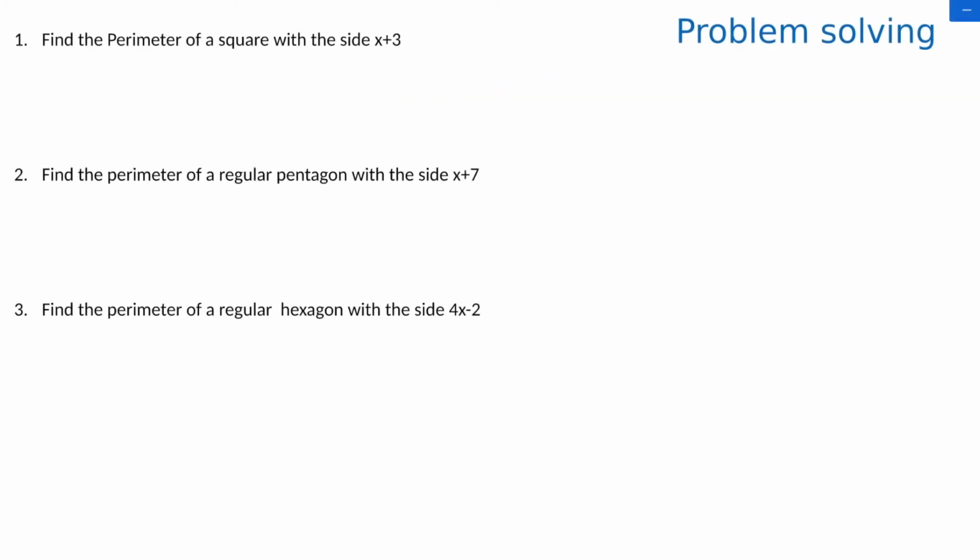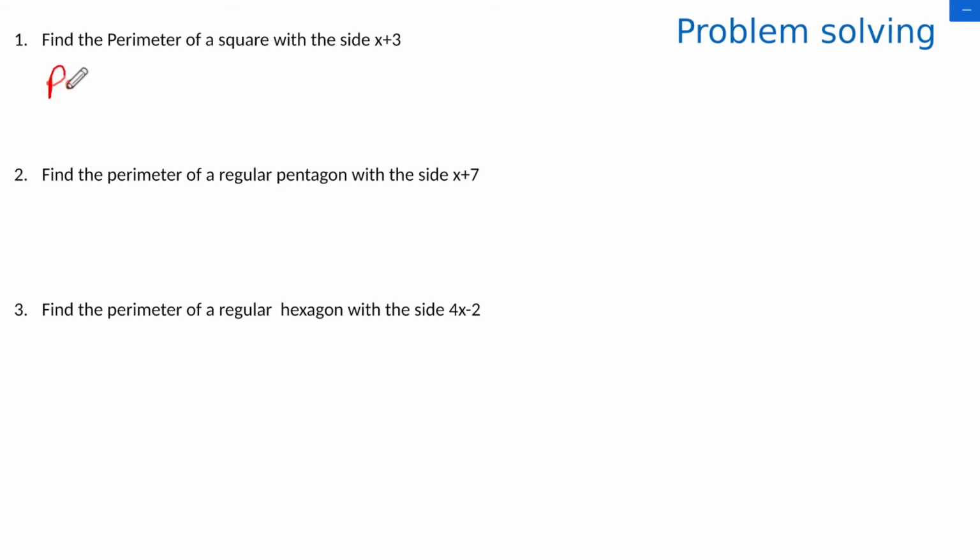In this activity, this is the last bit of the lesson, and I want you to look at the questions and notice the geometry mixed with algebra. Okay, so for these three questions, let's see. First one says find the perimeter of a square with the side x plus 3.